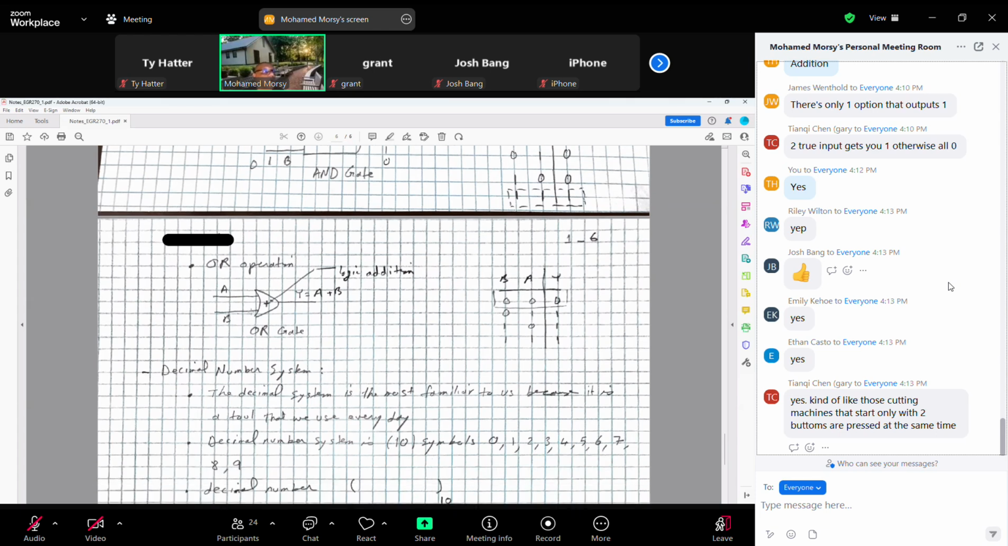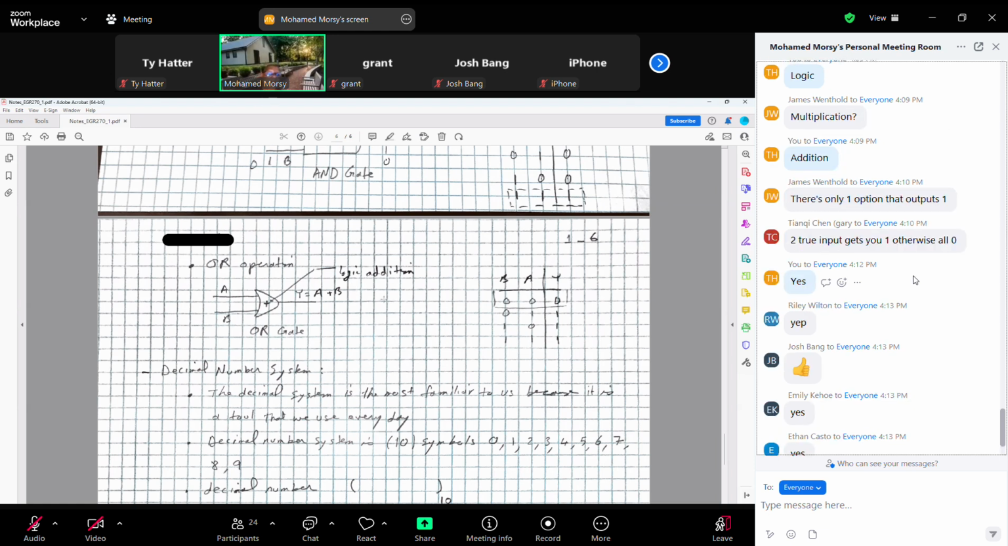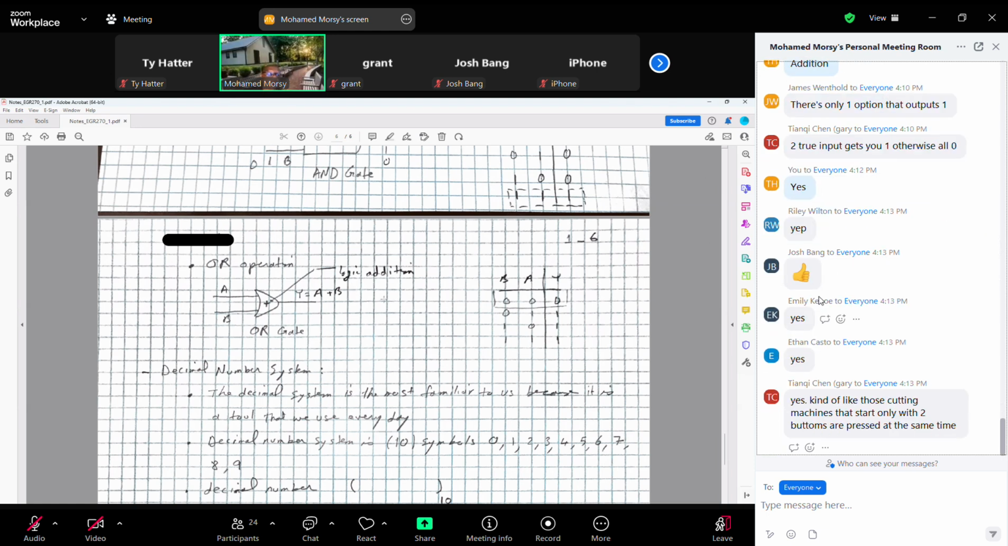For the OR operation, you see I put a plus here because the OR operation is logic addition. Logic addition means 0 plus 0 is 0, if the two inputs are 0 and 0. 0 plus 1 is 1. 1 plus 0 is 1. 1 plus 1 is 1. Remember, this is logic addition. So 1 plus 1 is 1.